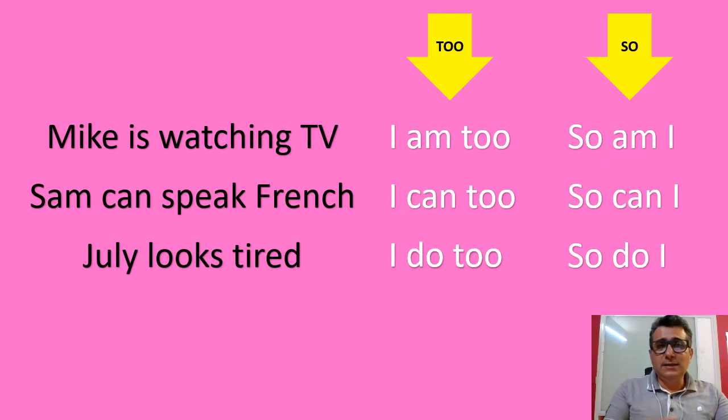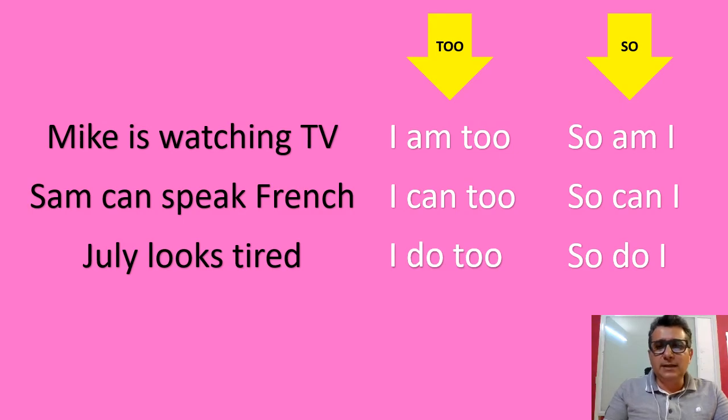Okay? These are expressions to agree with a positive sentence. As you can see, you don't have to make or express any further explanation. You are just saying, if he is watching the TV, I am watching the TV too. Okay? It's easier. You just need to learn how to function the word order. And the formulas are in your notes. I'm going to show you later in a second video.